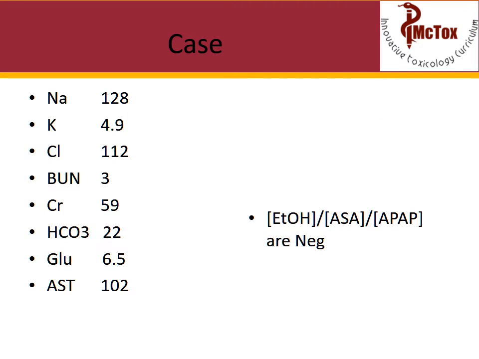His blood work shows the following results. Note the mild elevation of AST and the hyponatremia. Ethanol, aspirin, and acetaminophen levels are normal. How are you going to approach and manage this patient?